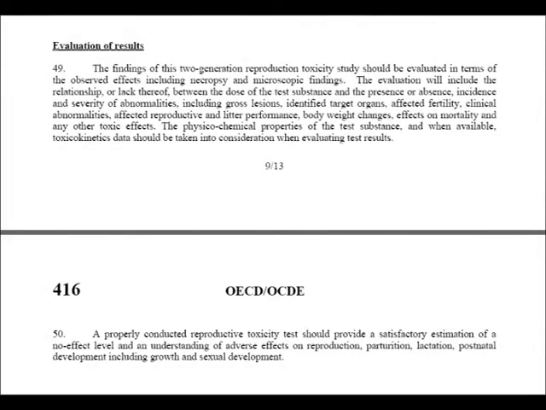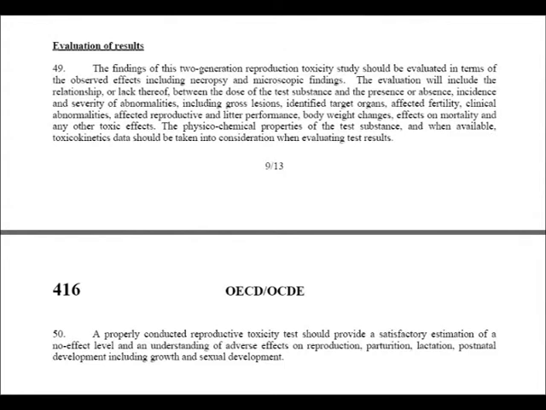This slide concerns itself with the evaluation of the results. It reads, the findings of this 2-generation reproductive toxicity study should be evaluated in terms of the observed effects including necropsy and microscopic findings. The evaluation will include the relationship or lack of between the dose of the test substance and the presence or absence, incidence and severity of abnormalities including gross lesions, which are injuries, identified target organs, affected fertility, clinical abnormalities, affected reproductive and litter performance, body weight changes, effects on mortality and any other toxic effects.